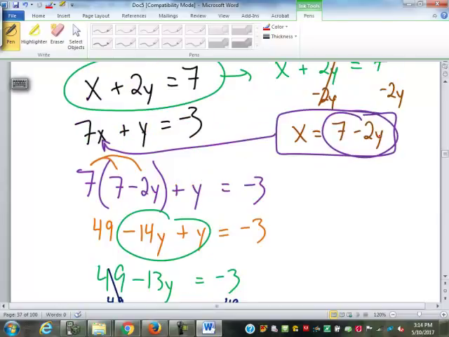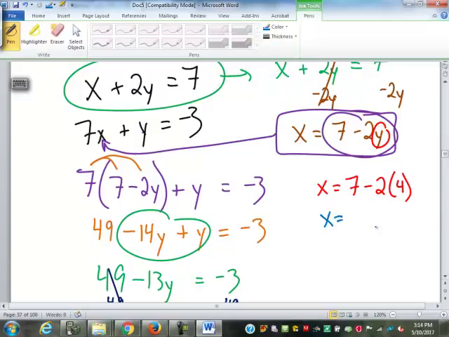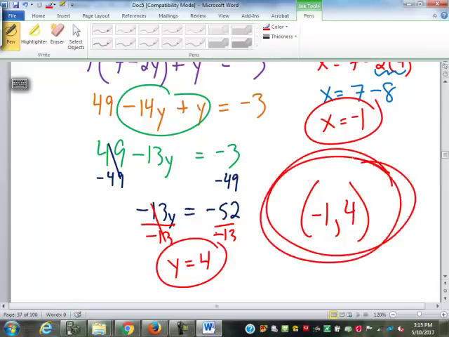So I'm going to come back up here and replace y with positive 4. So x equals 7 minus 2 times 4. What's the next thing I'm going to do here? Negative 2 times 4 gives me minus 8, right? Perfect. And next? 7 minus 8 is negative 1. So x is negative 1. The solution there, x is negative 1 and y is 4. Again, make sure you write out that coordinate so that you know that solution.